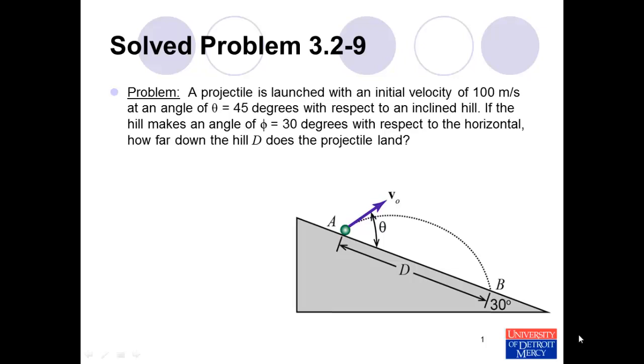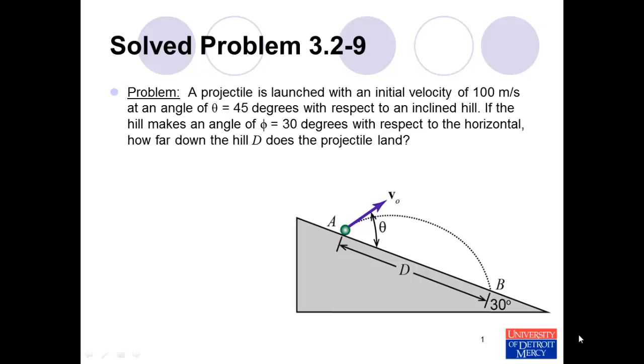And so this problem states, a projectile is launched with an initial velocity of 100 meters per second at an angle of theta equals 45 degrees with respect to an inclined hill. If the hill makes an angle of phi equals 30 degrees with respect to the horizontal, how far down the hill d does the projectile land?